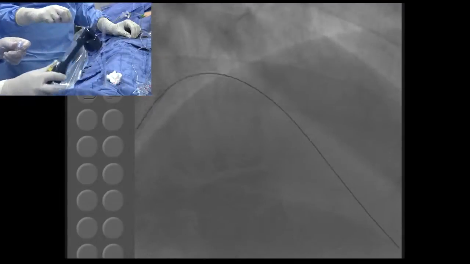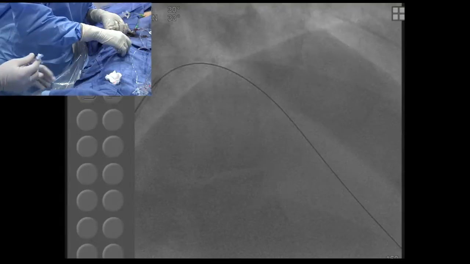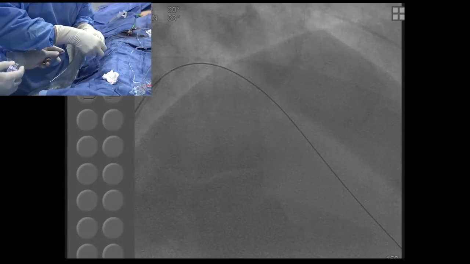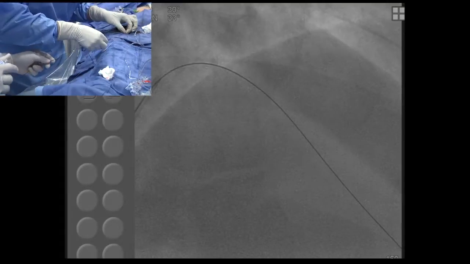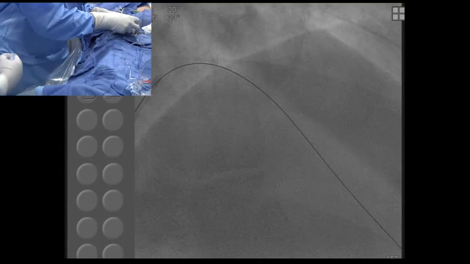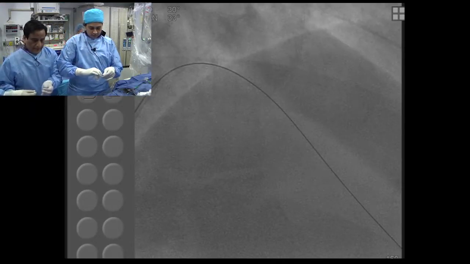Okay. You want to see? Yeah, take this out. Now this was a 1.25 Sprinter Legend. It works out quite well in these small vessels. I know we don't have a 1 millimeter balloon yet in the US, but outside the US, in Japan, India, other places, we have a 1 millimeter balloon. You want to take a picture now?